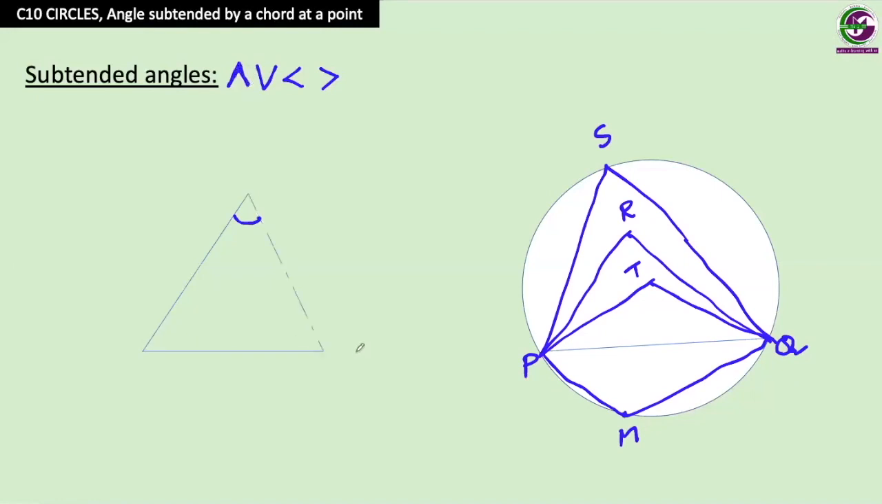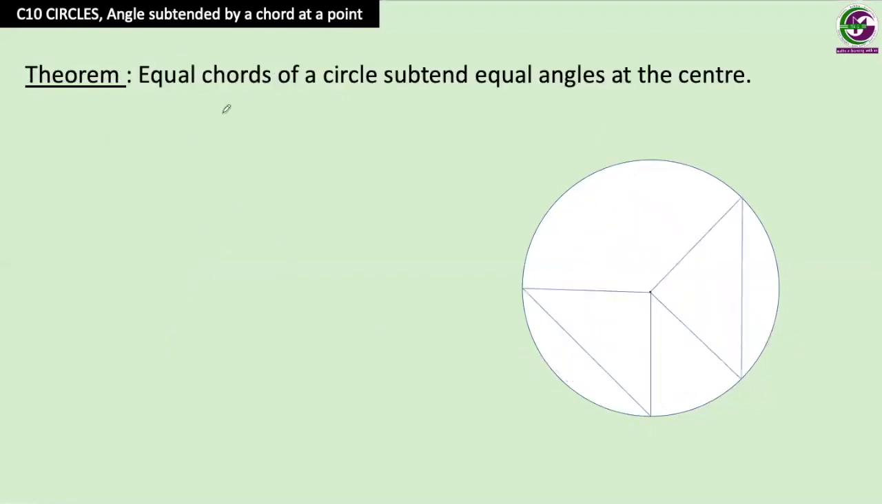Let's move on with a theorem. Equal chords of a circle subtend equal angles at the center. For example, if this is a circle with given chords, these two are equal. We have to show that the angles are equal. This is what we have to show. It's not given. For that, we know these are all radii, because a radius is a line segment joining the center to any point on a circle.